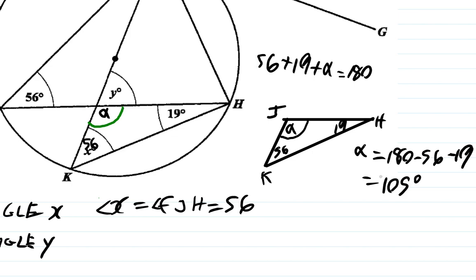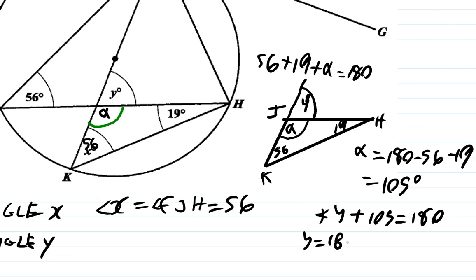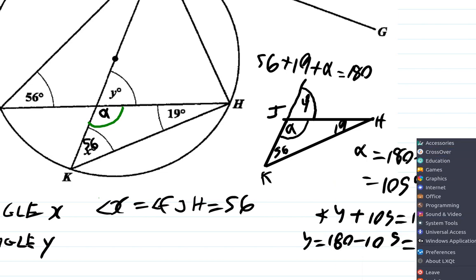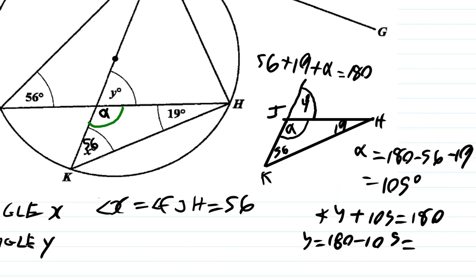Alright? And you could say this would be angle Y. In your working, you put angle Y degrees. So therefore, angle Y degrees plus the 105 would be 180. And then you write beside it, angle in a straight line. So Y would be 180 minus 105. So that would give you angle Y.